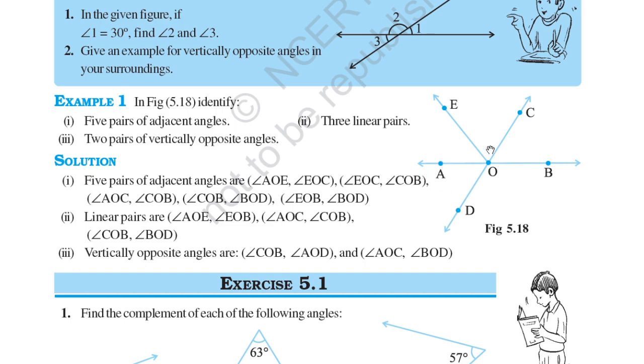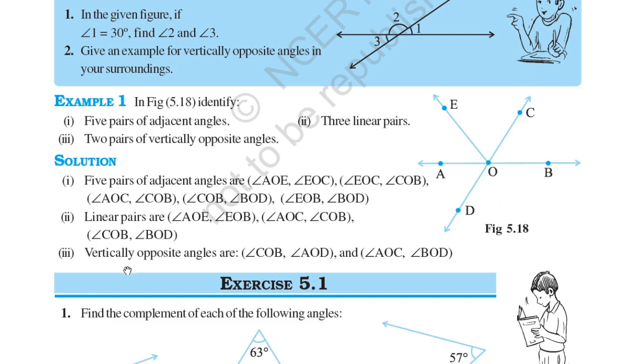So AOC and COB, and COB and BOD. You can see COB and BOD. These are also adjacent angles. So there are the linear pairs. The linear pair is AOE and EOB. Then AOC and COB. So these are also a linear pair. And COB and BOD. So you can see COB and BOD. These are also forming a linear pair, 180 degree.